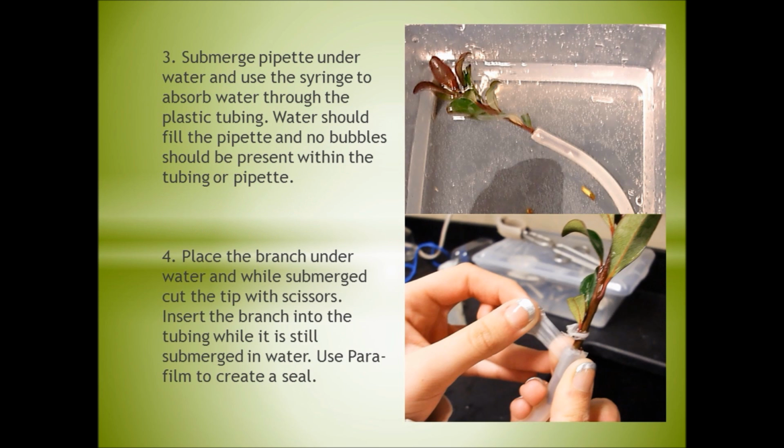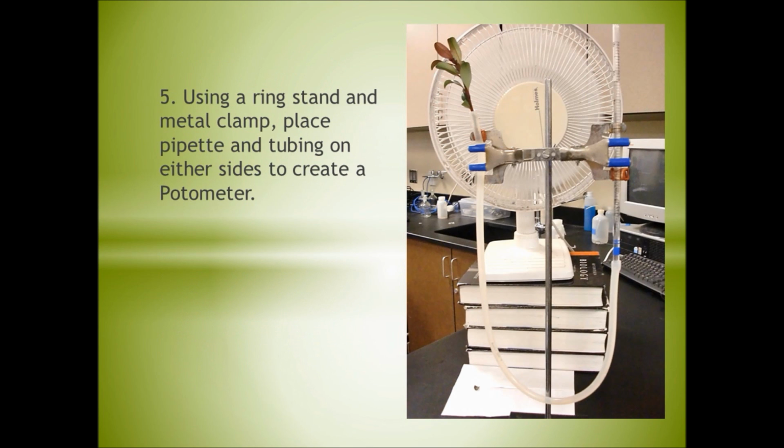Step 3. Submerge the pipette under water and use a syringe to absorb water through the plastic tubing. Water should fill the pipette and no bubbles should be present within the tubing or pipette. Step 4. Place the branch under water and while submerged, cut the tip with scissors. Insert the branch into the tubing while it is still submerged in water. Use parafilm to create a seal. Step 5. Using a ring stand and metal clamp, place pipette and tubing on either side to create a potometer.